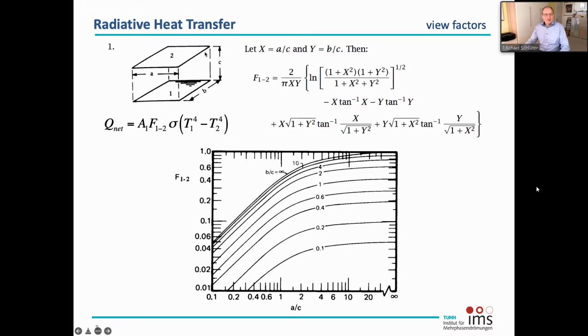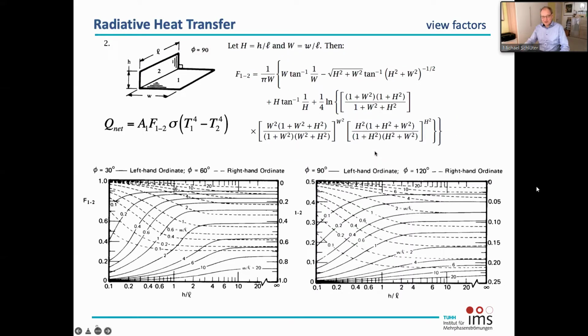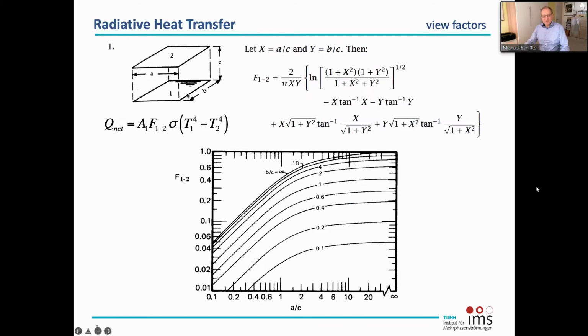And another point, we can try to understand this from here. If A gets much larger than C, then the view factor will increase as well, right? If A divided by C gets larger and larger, then the surface gets larger and the view factor will increase. And that is what we can see here, A divided by C. If it gets larger, then also the view factor increases. Okay, so this is how we can use this view factor.